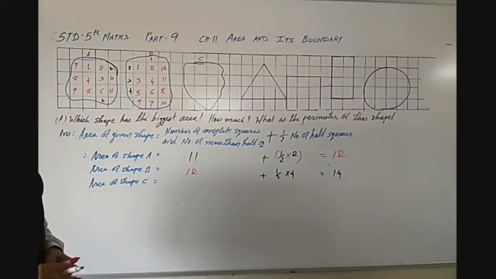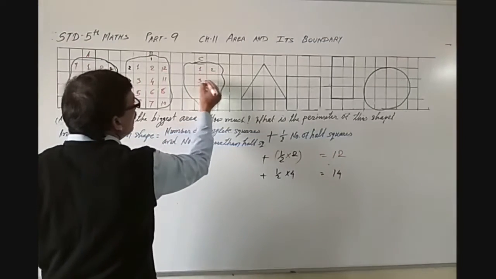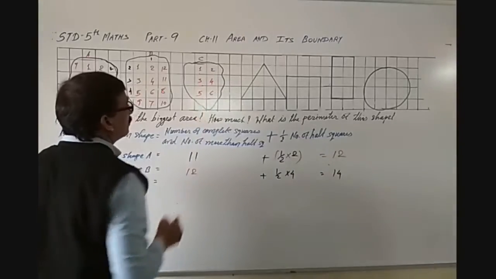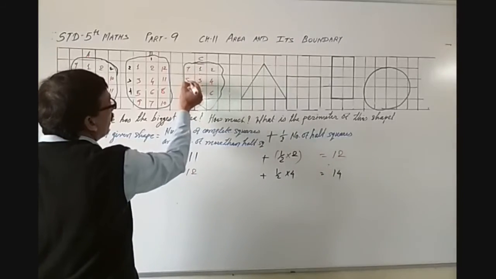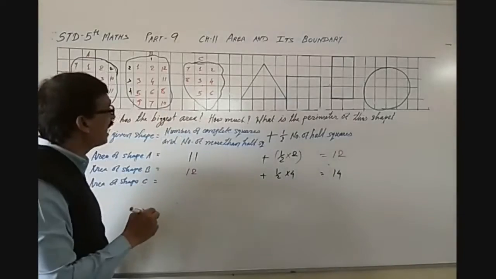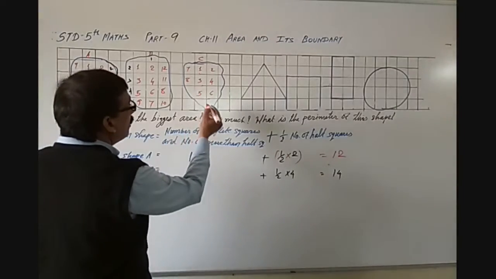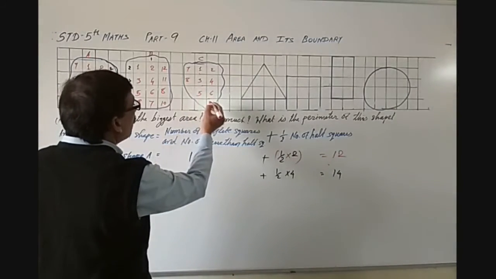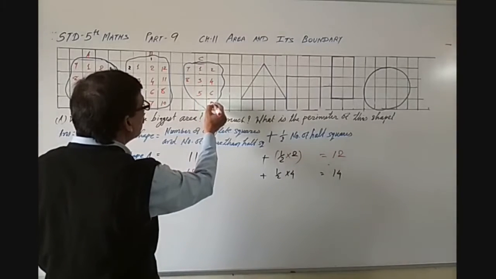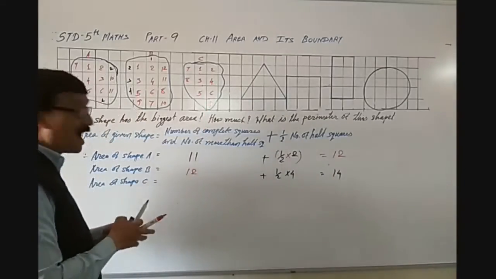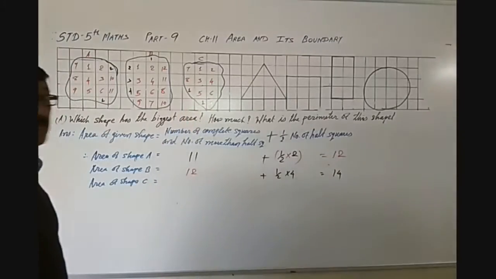Now let's find out the area of C. Complete squares, say 1, 2, 3, 4, 5, 6. These are complete squares. This is more than 1/2. So 7, 8. Okay. These are more than 1/2. Suppose this is also more than 1/2. That is why it is 9. Okay. Now half squares. So this is half, 1 and 2. 2 squares are there which are half.